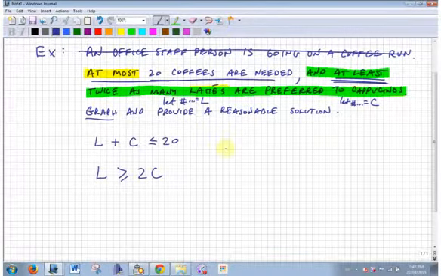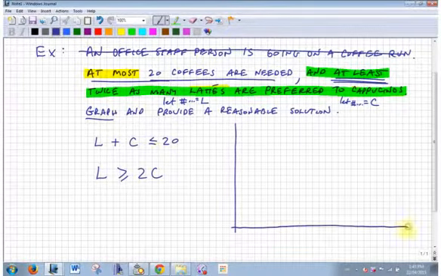Graph. Provide a reasonable solution. So there's my 2 equations. Is this all real? Think about it, the context of the question. Can you have half a coffee?